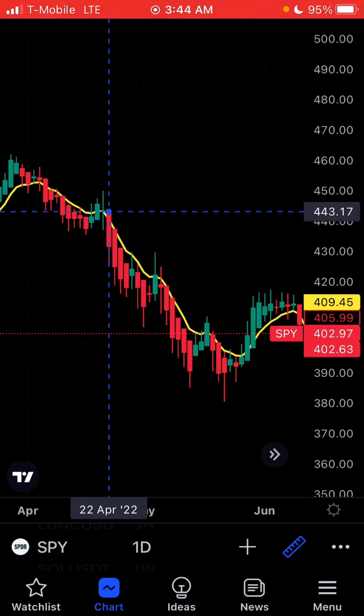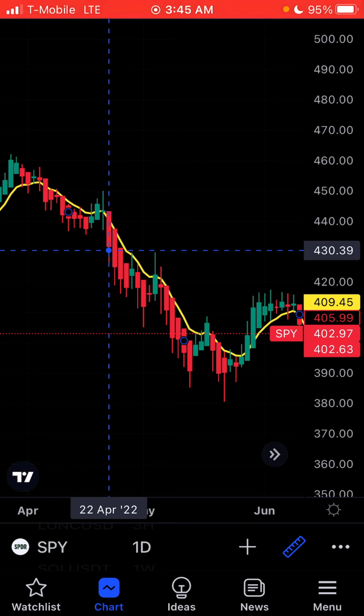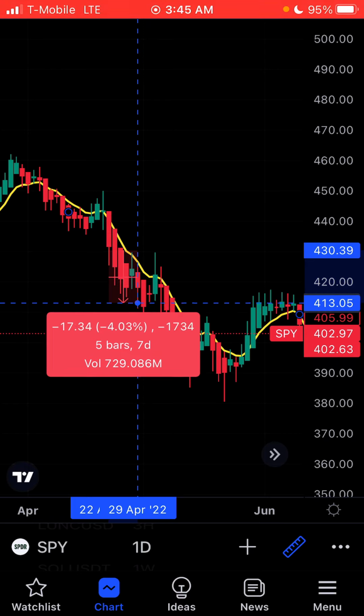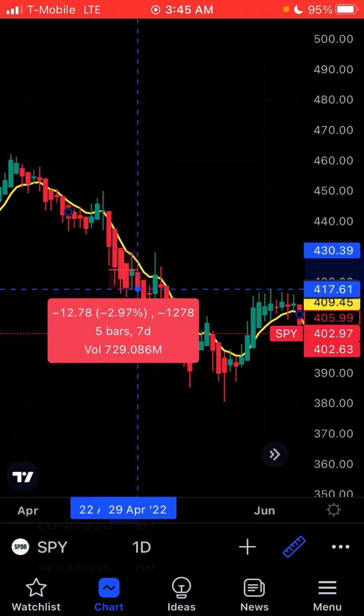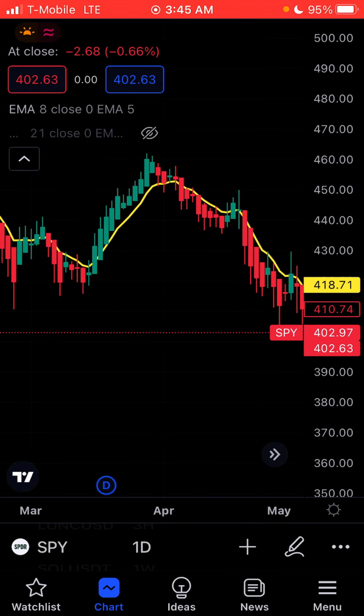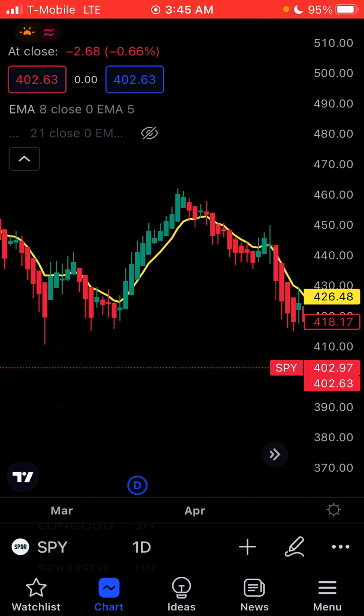So you see this red going through the 8 EMA right here. So if you were to buy a put right here and you were to wait like 7 days, you would have made, well, a difference in price, 12.78. And you can just do this over and over again because it's very accurate. The candles are kind of glued to the 8 EMA.